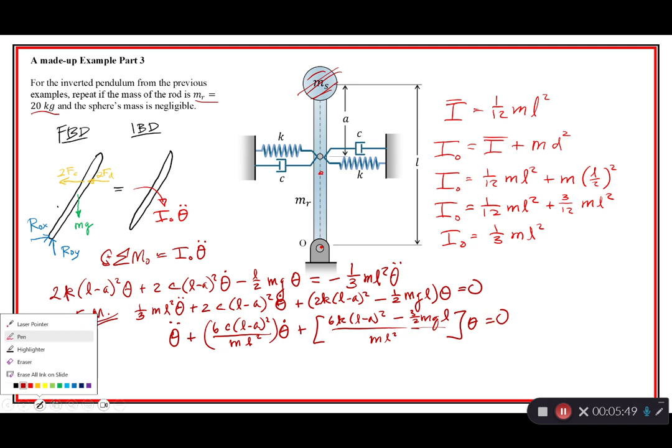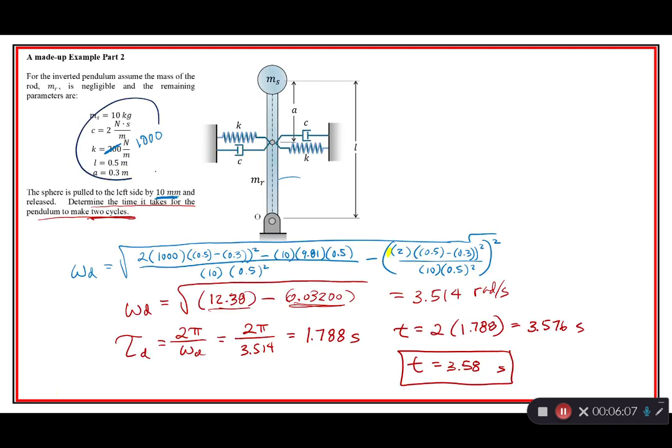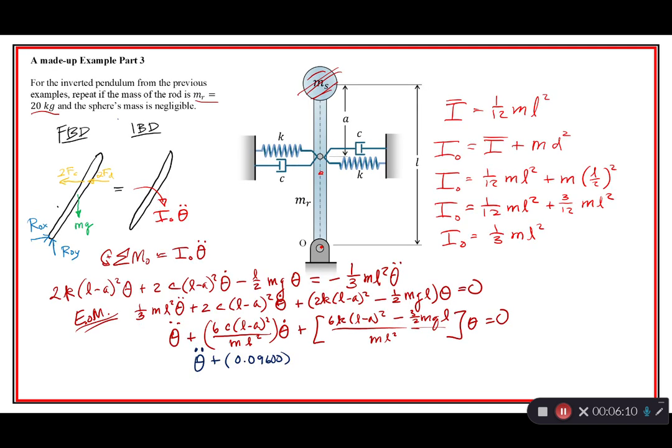plug in the values. And I'm not going to show you where I'm plugging values. I'll instead just write this out. Plus, and then this whole thing is 0.09600. I put in all those values from the previous problem. Theta dot plus, and then I put all those values right here, and I get 18.57 theta equals 0. This is probably a better equation of motion.